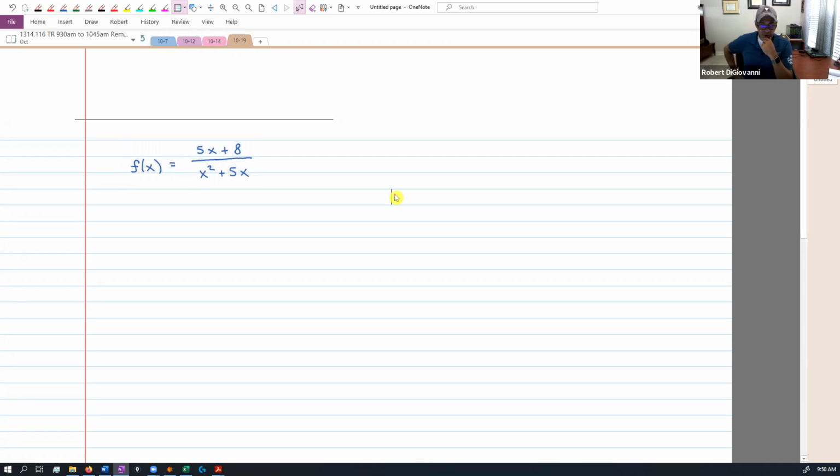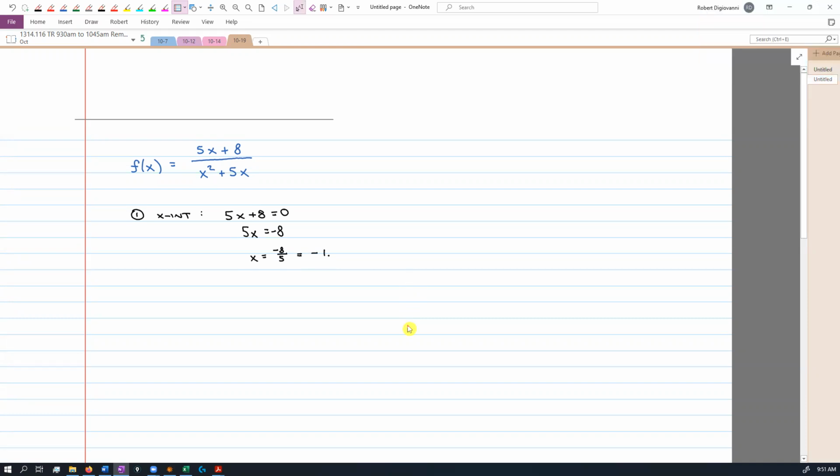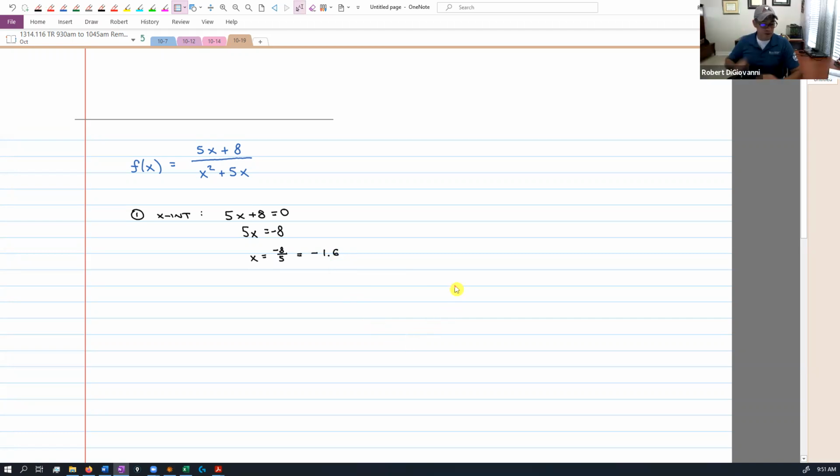Okay, so let's run through the steps. First step, I'm going to find the x-intercepts. And for that, I set the top to 0. I move the 8 over. I divide by 5. Now we are going to need to graph this, so it might be worth making this a decimal. -1 point, what is it? 6. 6, okay. All right, so I have 1 x-intercept, that's good.